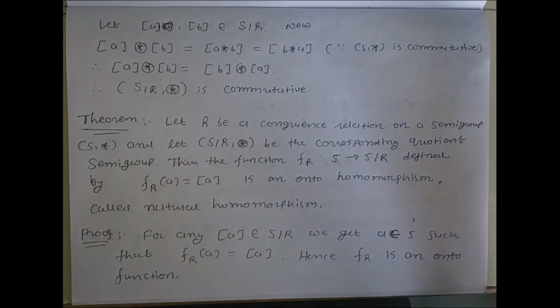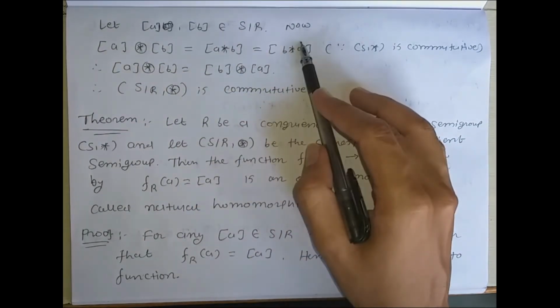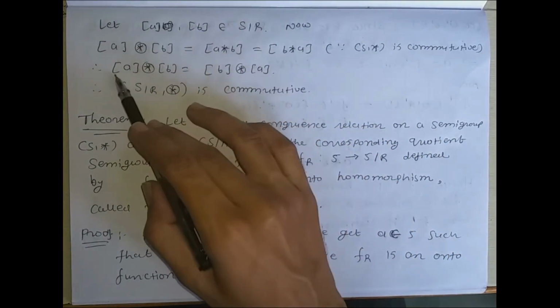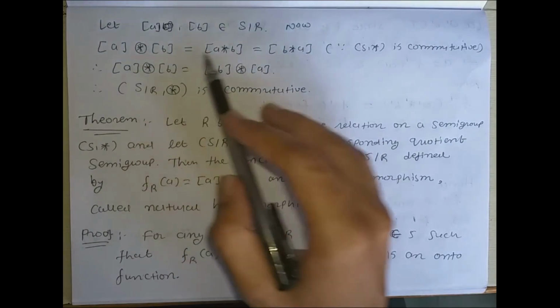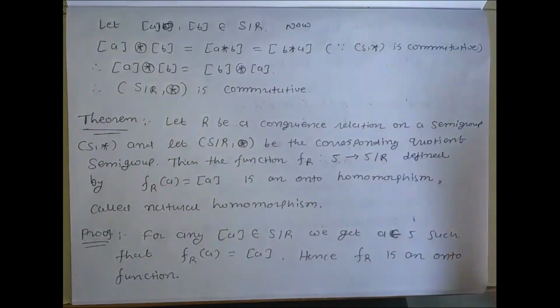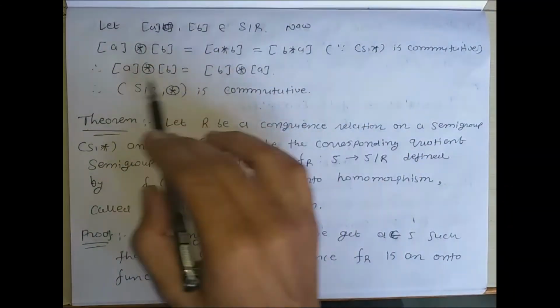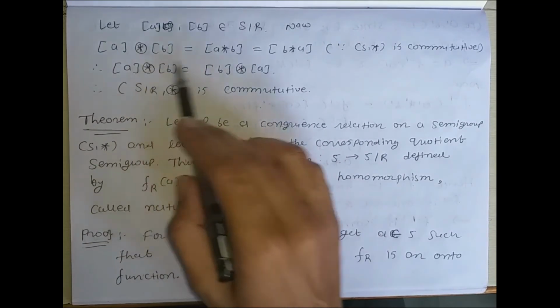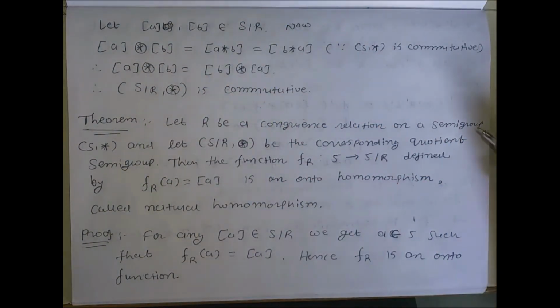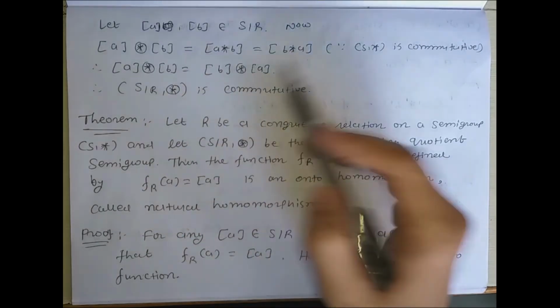So equivalence class of A star B is equal to, from this, equivalence class of A ring star B, which is equal to equivalence class of B ring star equivalence class of A, from this step. So from this we can say that ring star is a commutative binary operation. So S quotient R with binary operation ring star is commutative.